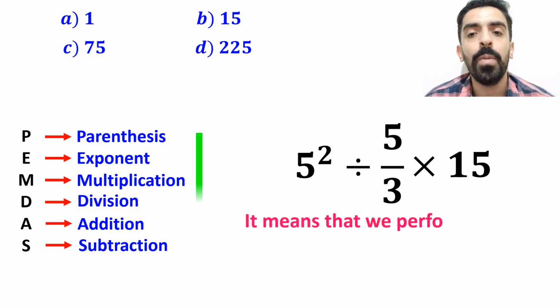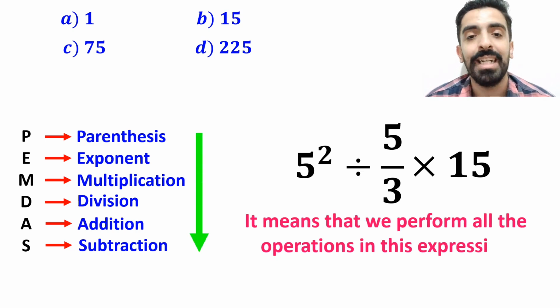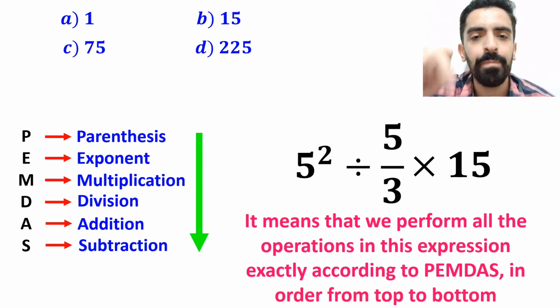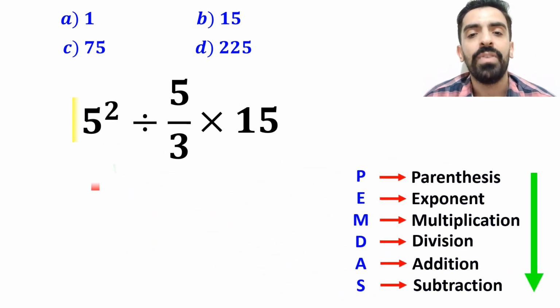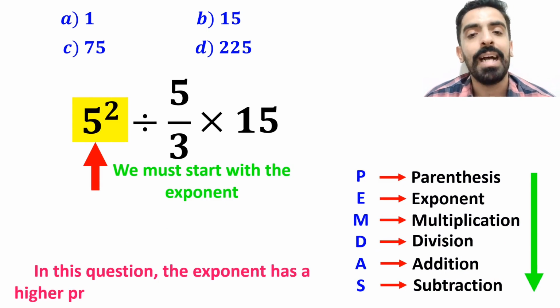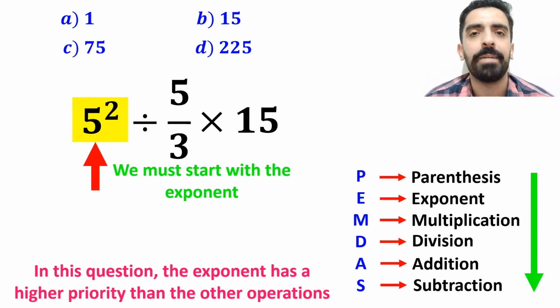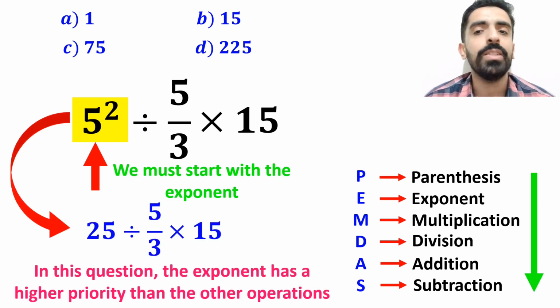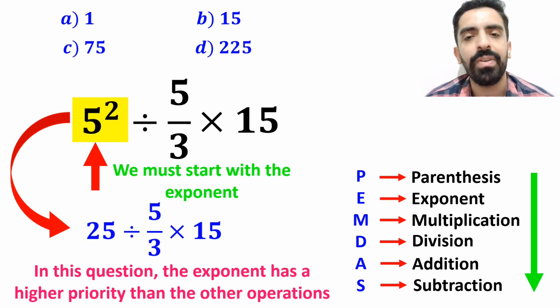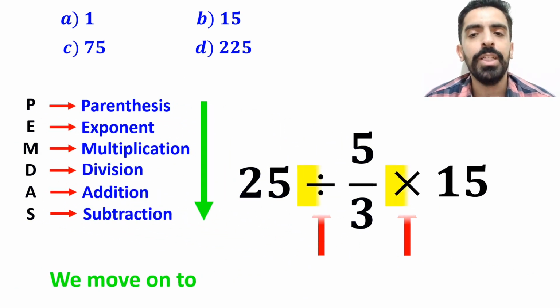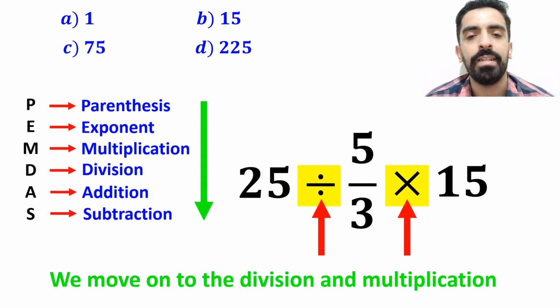It means that we perform all the operations in this expression exactly according to the PEMDAS rule in order from top to bottom. Okay, first we must start with the exponent, because in this expression, exponent has a higher priority than the other operation. So, instead of this expression, we can write 25 divided by 5 over 3 multiplied by 15. And the next step, we need to move on to the division and multiplication.